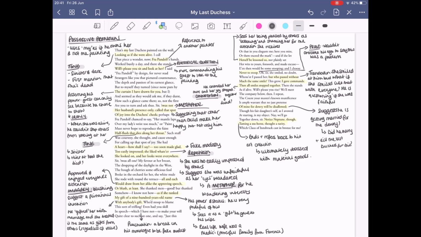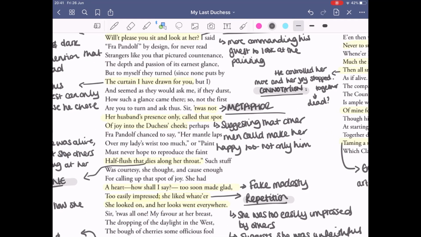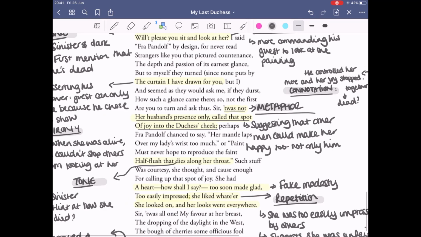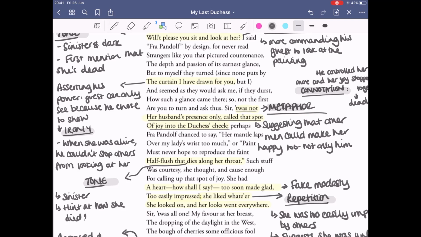Okay, so the first one is, "Sir, 'twas not her husband's presence only called that spot of joy into the Duchess's cheek." What he's basically doing is using a metaphor here to suggest that not only was it the presence of him as her husband that made her happy, but it was also the presence of other men who could invoke the same kind of feeling and emotions. So this is the first time that he almost implies that she may not have been faithful, as if her gaze was wandering, and this is definitely shown again throughout the poem.